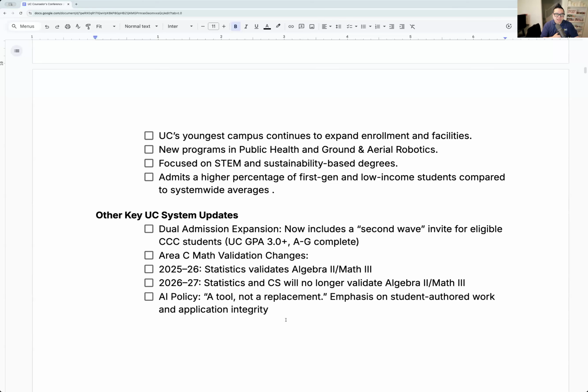Some other changes, there's something called dual admission expansion. So basically, if you are eligible for the community college as well too, and you complete the stuff, they can allow you to do like a second wave of invites for admissions. There's a few changes this year for math as well too, right? In the past, taking stats counted for algebra 2 as well too. However, in the future, stats will not cover algebra 2, and the only way to repeat it, it's called validation, is through pre-calculus or higher as well too.